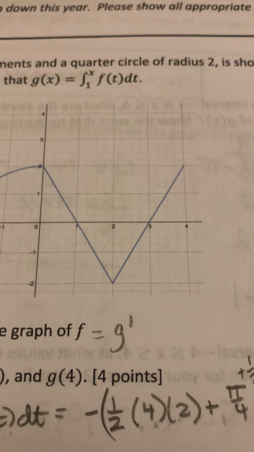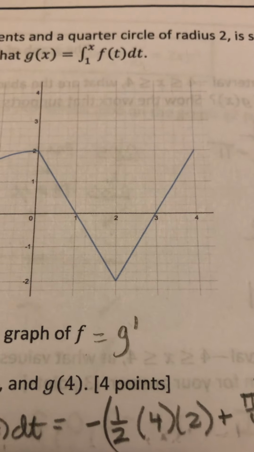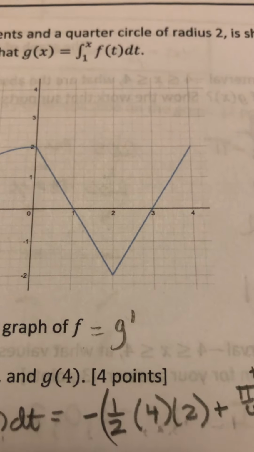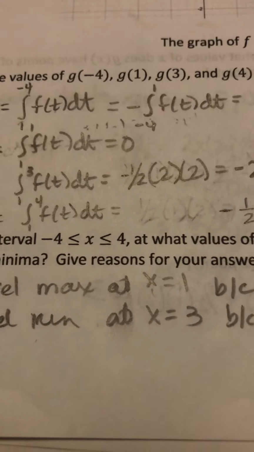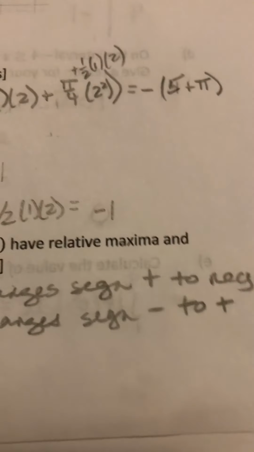When we're looking at the graph of g prime, a maximum happens when the graph goes from positive to negative, and a minimum happens when the graph goes from negative to positive. So we have a relative maximum at x equals 1 because g prime changes sign from positive to negative, and we have a relative minimum at x equals 3 because g prime changes sign from negative to positive.